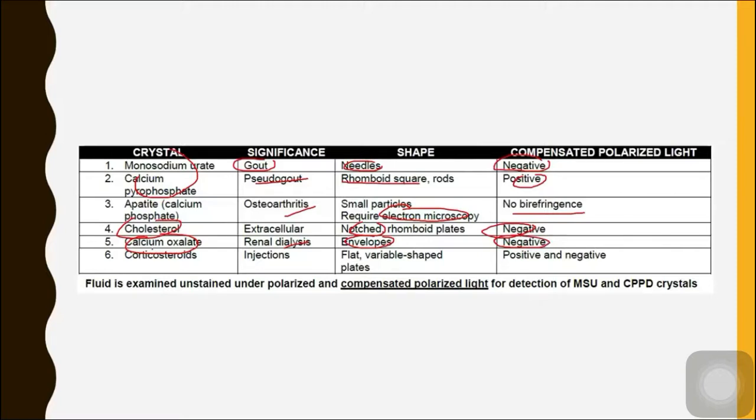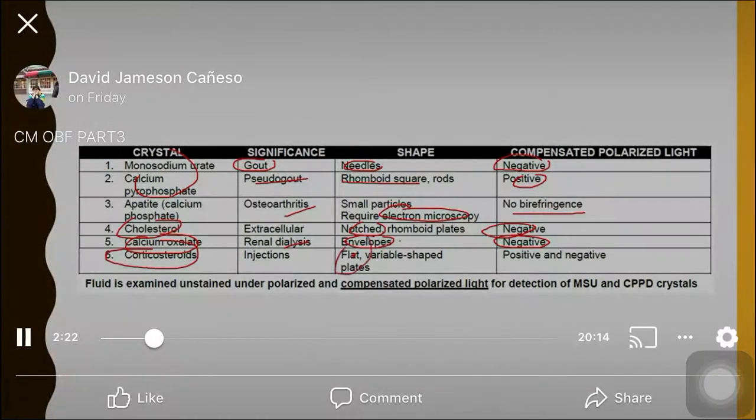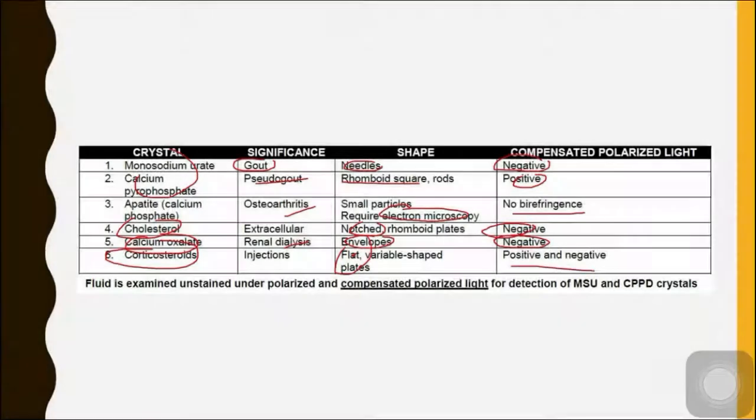For corticosteroid, medications like corticosteroid may also precipitate crystallization. Its shape is flat, variable-shaped plates, and it can be either positive or negative in compensated polarized light. Take note here that the synovial fluid must be examined first under polarized light and then confirmed, and the positive identification must be made in compensated polarized light.